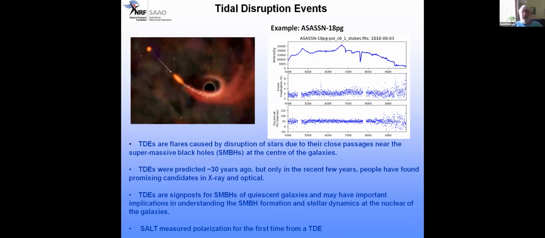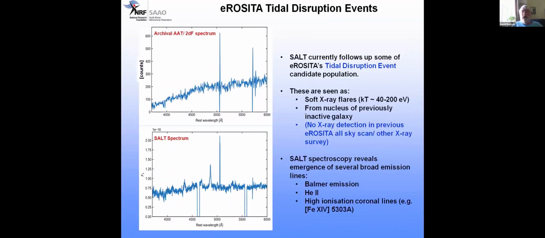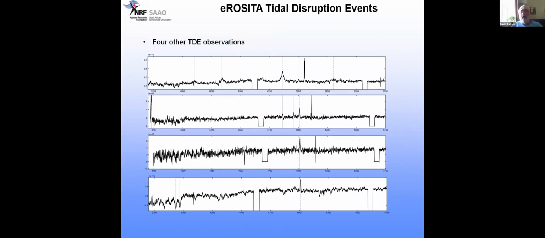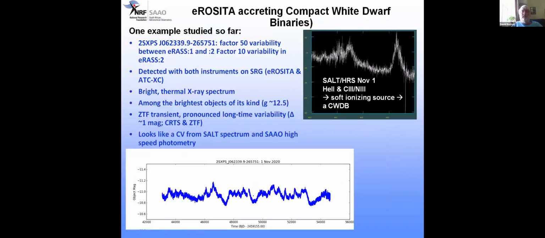I've already shown this TDE, so I'm going to move on. This is a tidal disruption event, which I mentioned earlier. So again, eROSITA has found some examples of those, and SALT again has been taking spectra of these TDE events. And then so far we've observed 4 of them, and these are the spectra of those 4 TDEs.